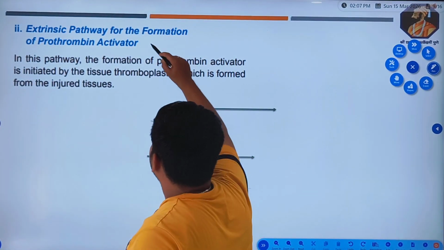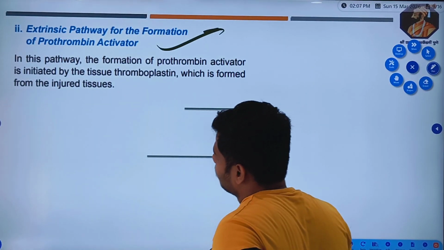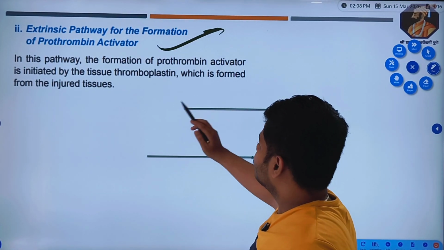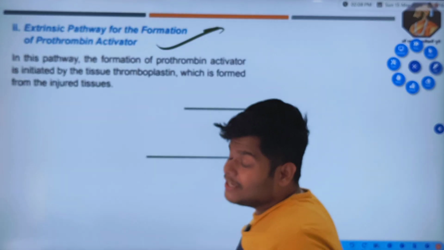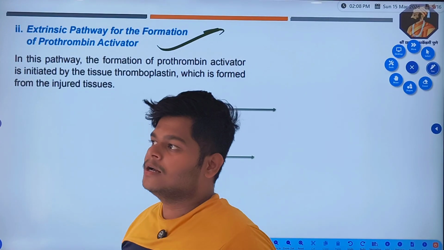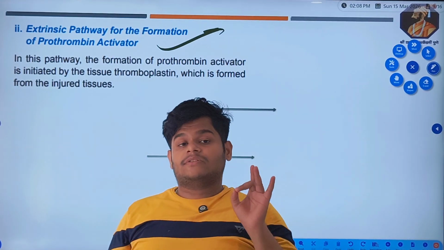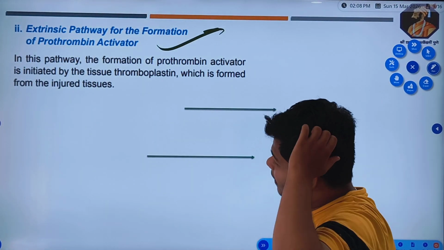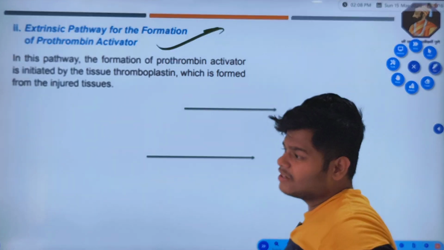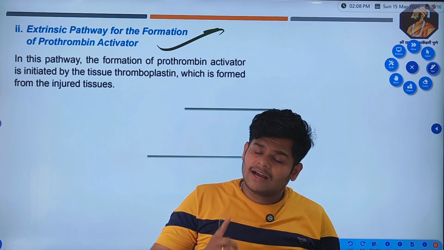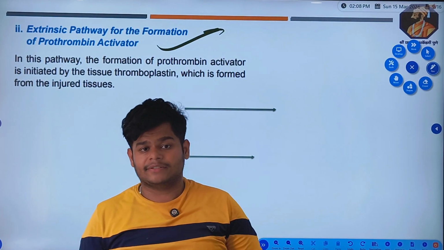Now the extrinsic pathway, or the formation of prothrombin activator. In this pathway, the formation of prothrombin activator is initiated by the tissue thromboplastin, which is formed from the injured tissues. Thromboplastin, we have seen, is a factor, the third factor, right? So this third factor is secreted by injured tissue. It has three components, which are proteins, glycoproteins and phospholipids.